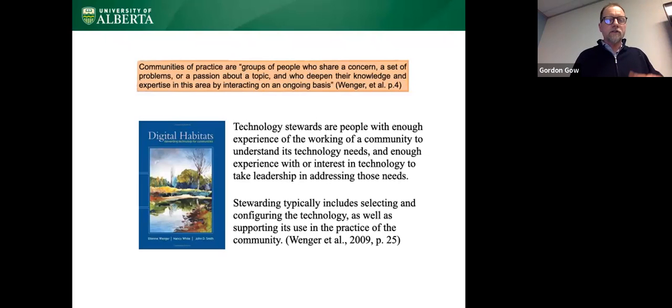So technology stewards are people with enough experience working with technology to understand it in the context of their community of practice. And they play a leadership role in the sense of helping that community to form a vision and think about how technology may enhance or complement what they're doing.